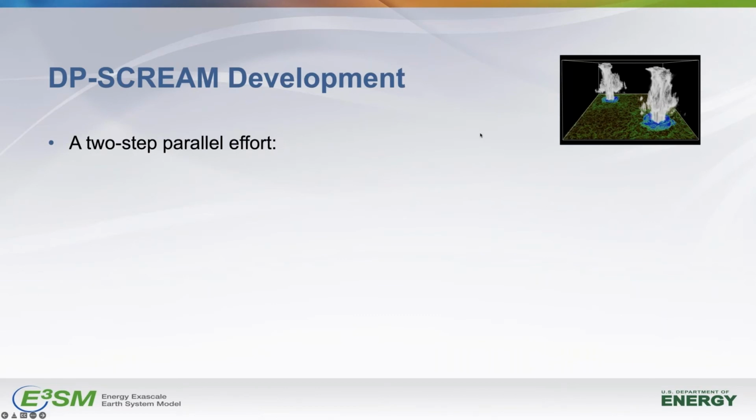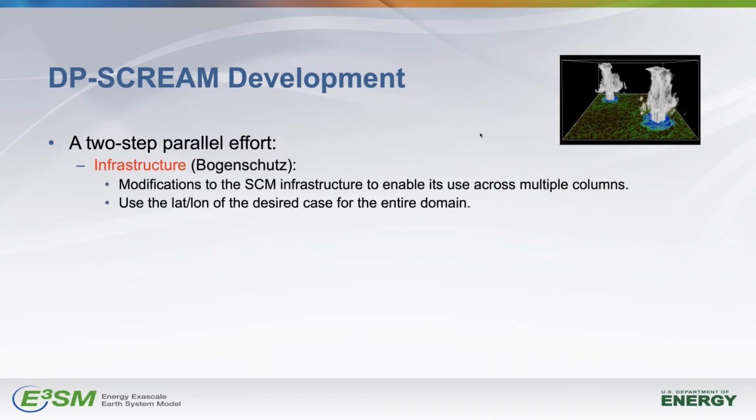So the initial development of DP SCREAM was a two-step parallel effort. The first involved the infrastructure, which required significant modification to the existing SCM infrastructure to enable its use across multiple columns and MPI tasks. Another significant step involved modifications to the PIO interfaces so that we could use the latitude and longitude of the desired case for the entire DP domain. This is to ensure, as I stated in the previous slide, that if we are over an ocean point, the data ocean model thinks that every column is the same latitude and longitude, and the same for the land model if we are over a land point.